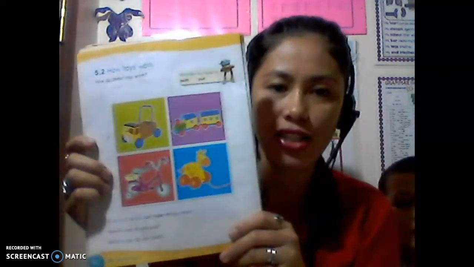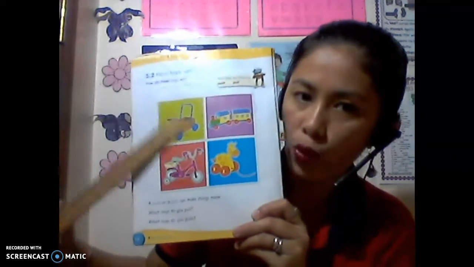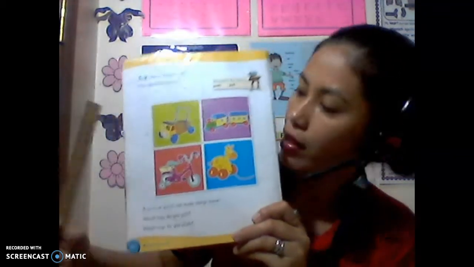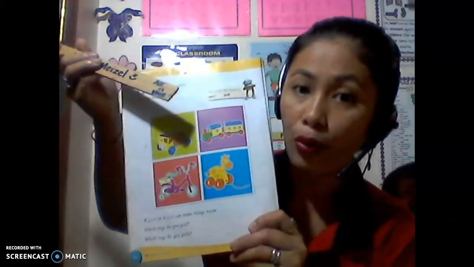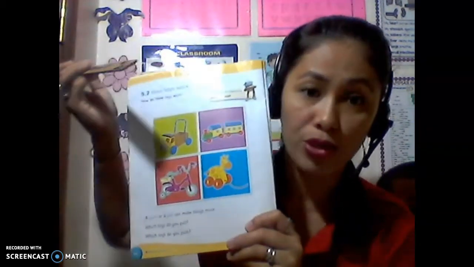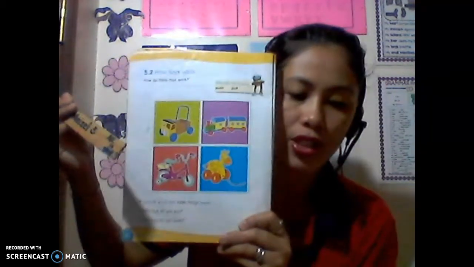So examples, what are the examples? Like this one, remember this? So we had this yesterday, right? Here, these are toys, and these toys you can push or you can pull depending on what you want them to be. It's either away from you or closer towards you.